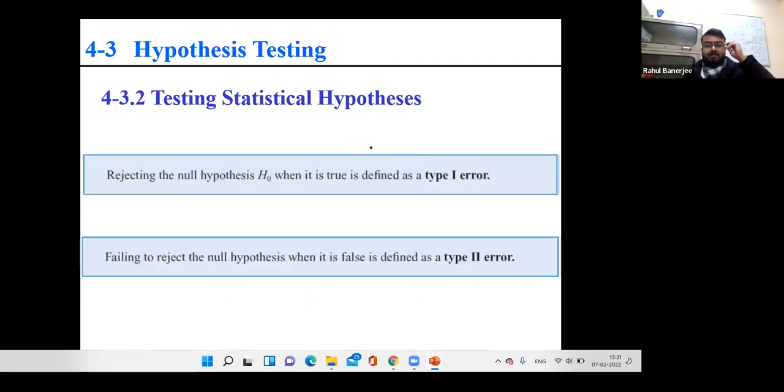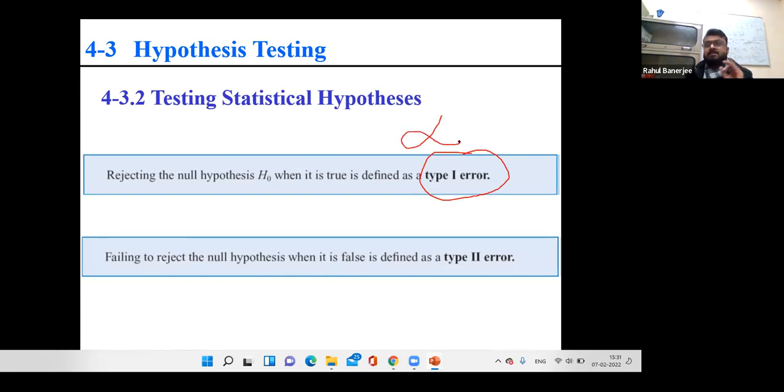So now there are 2 kinds of errors in statistical hypothesis theory. Rejecting the null hypothesis H0 when it is true is called a type 1 error. So when the null hypothesis is true, but still we are rejecting it, it is an error. This type of error is called a type 1 error. It is also known as level of significance. It is generally denoted by alpha.